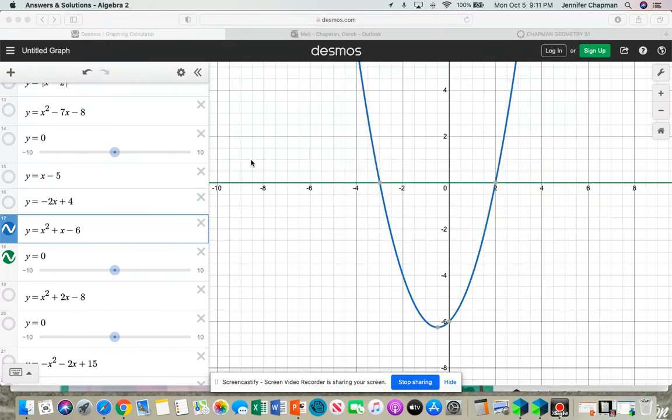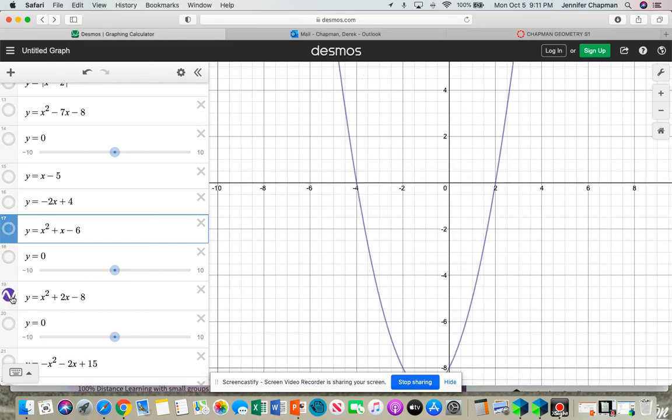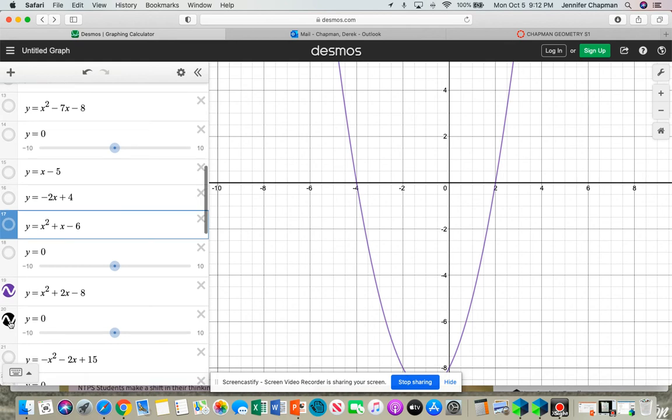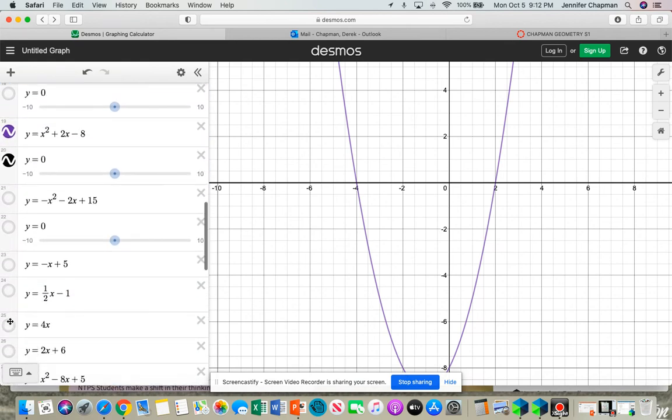Number 18, x squared plus 2x minus 8 is less than or equal to 0. So my purple line is my parabola. My black line is my linear function, y equals 0. Let me turn that on and off for a second so you can see where it's at, right? Y equals 0 is just my x-axis.